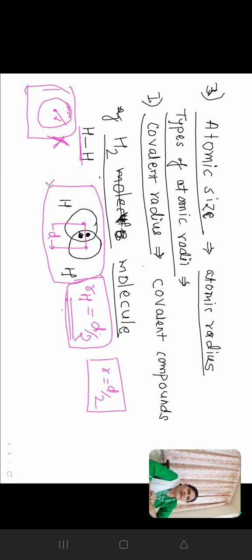Hydrogen is having one electron. Second hydrogen is having one electron. So they share their electrons and they form a covalent bond. But is it possible to always write this diagram? No. So we represent it like this in a simple way. This is the simple way of representation.